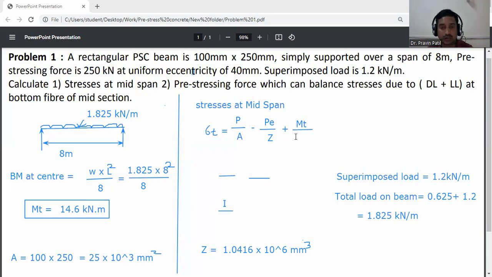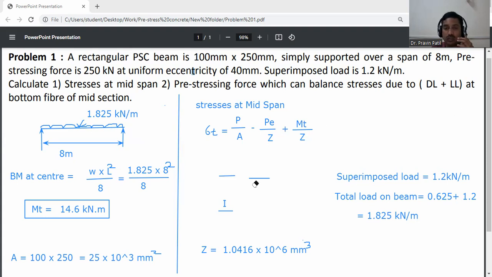First, P by A minus P E by Z is due to the pre-stressing force. The direct stress will be positive. For bending stress due to pre-stressing force, at top it is tension, that's why it will be minus. Due to self-weight, at the top it is compression, that's why it will be plus.